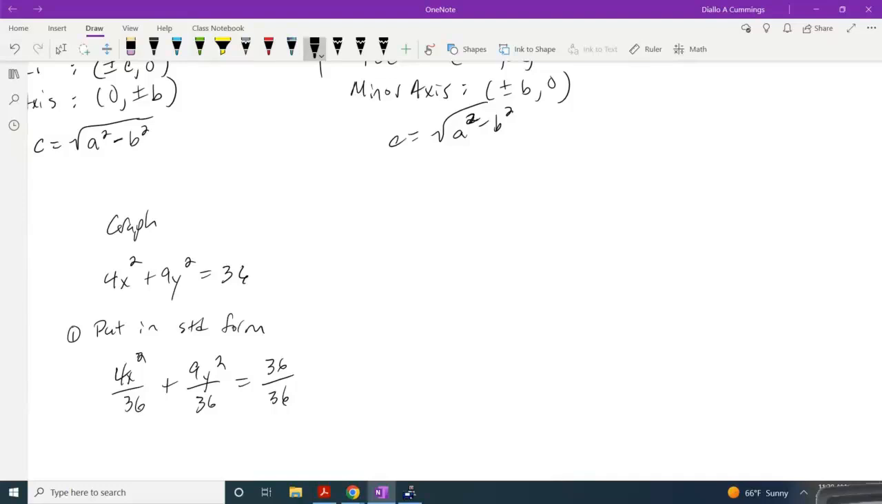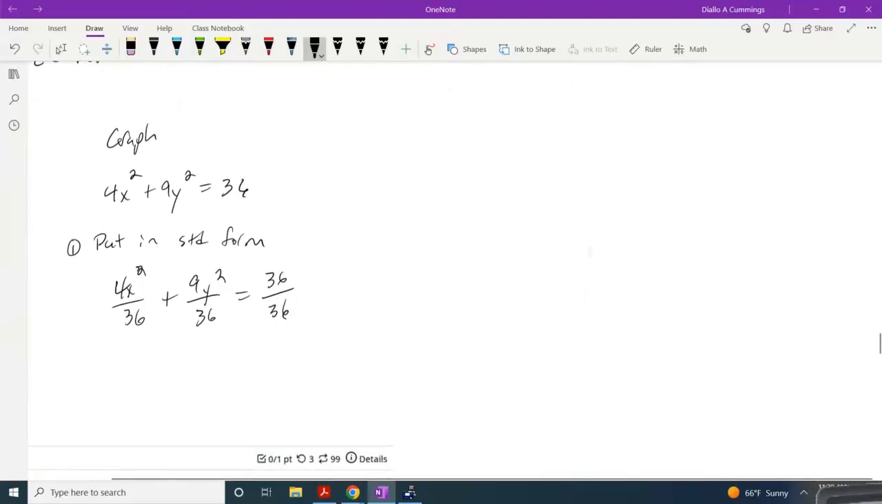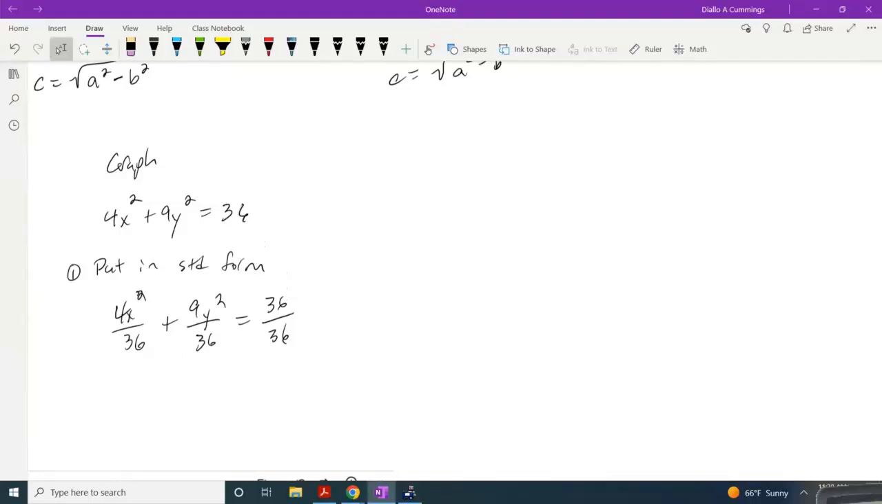Now I'm going to reduce everything down. 4 divided by 36 gives us 1 over 9, so I can write that as x squared over 9, plus 9 over 36 reduces down to 1/4, so I can write that as y squared over 4, is equal to 1.